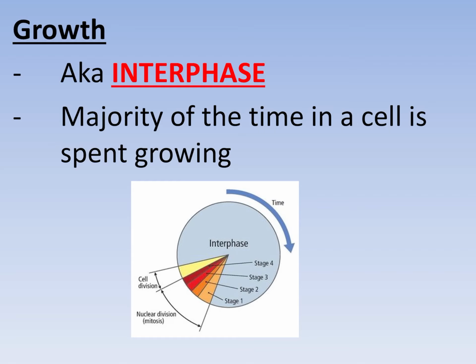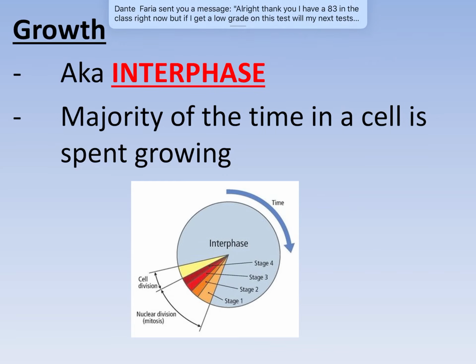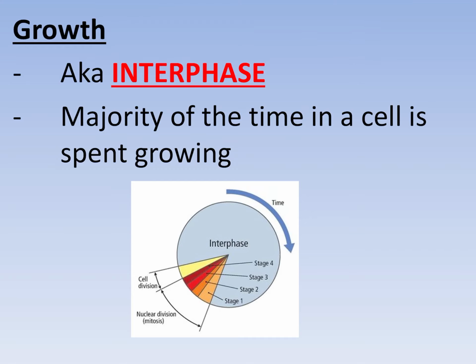So the first one is growth, also known as interphase. The majority of the time in a cell is spent growing. As you can see with the graph here, the vast majority of that light blue color is interphase. So the majority of the time is in the growth stage, and then the division section is that smaller portion there with the yellows and the oranges.